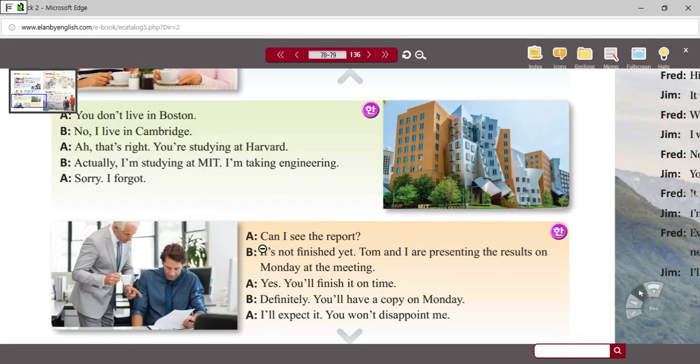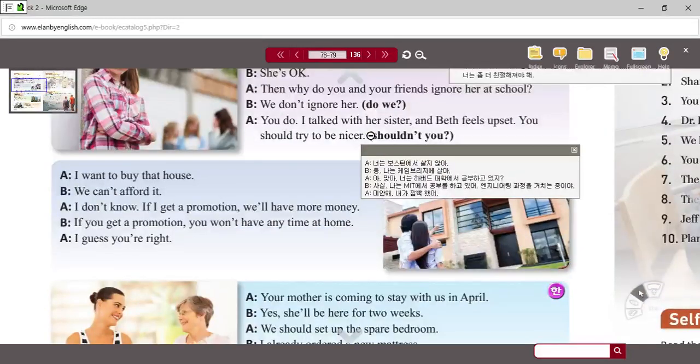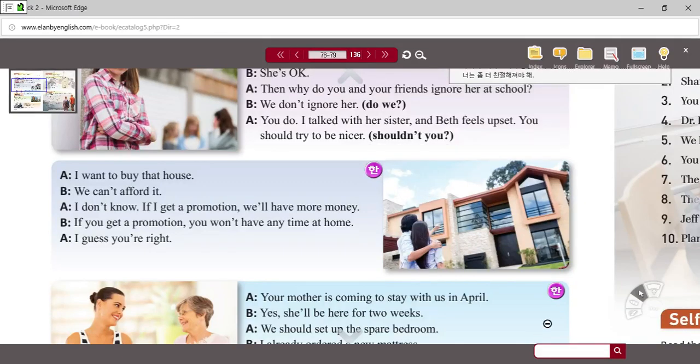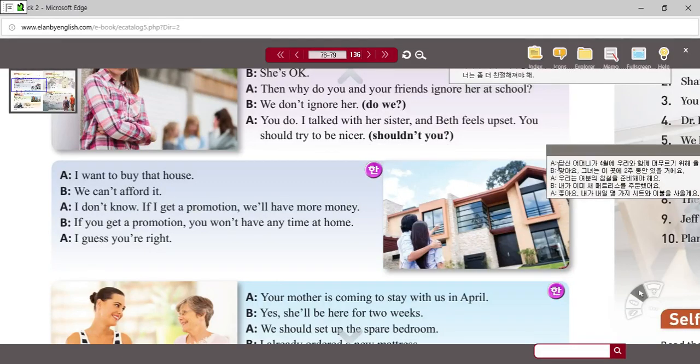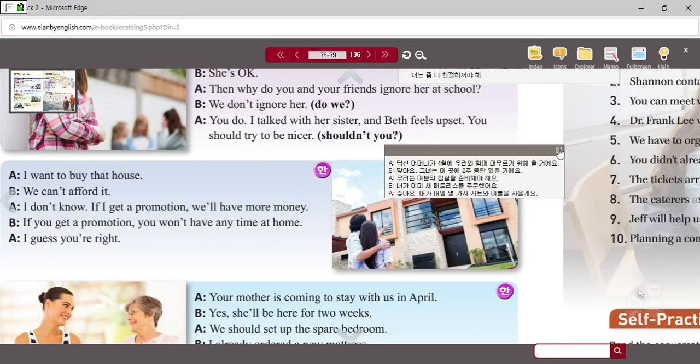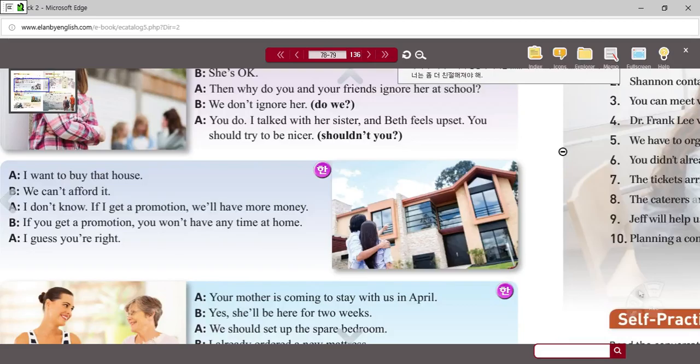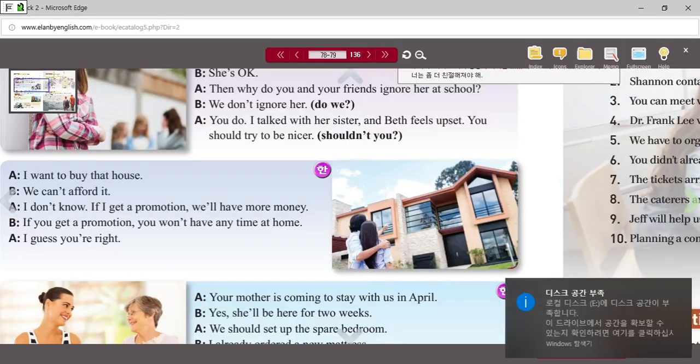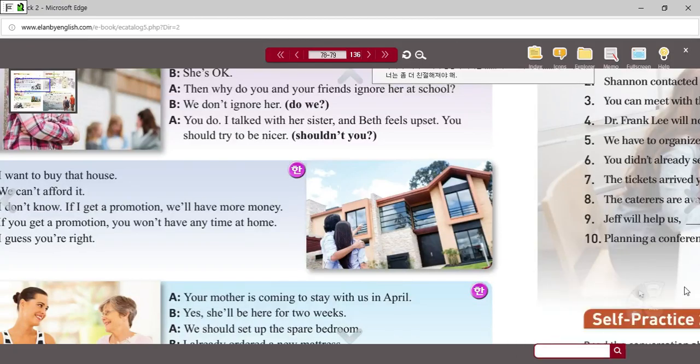Good. So your answer should look something like that. And if you have the ebook, of course, you can go to the translation, all the different translations of the conversation that are here. All right, let's move on. We're going to go back to page 79 and look at the self-practice there and see how we do.